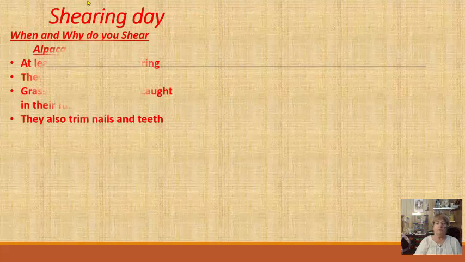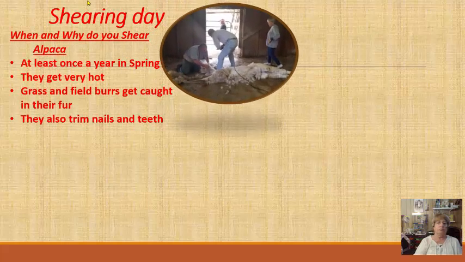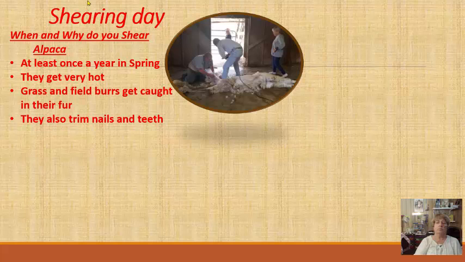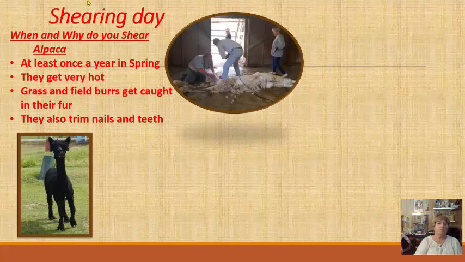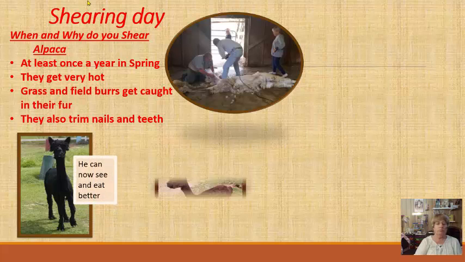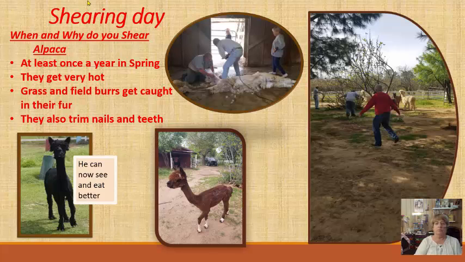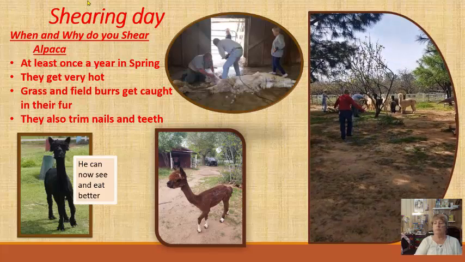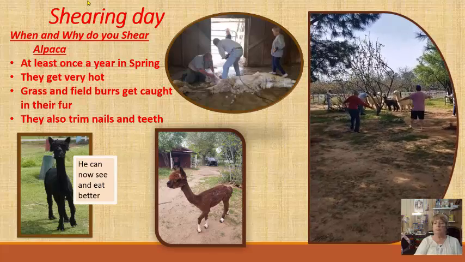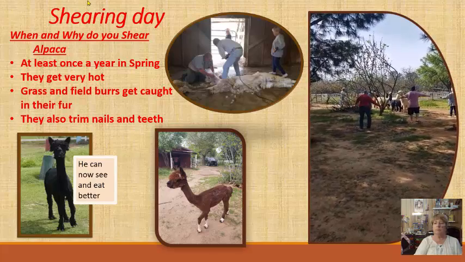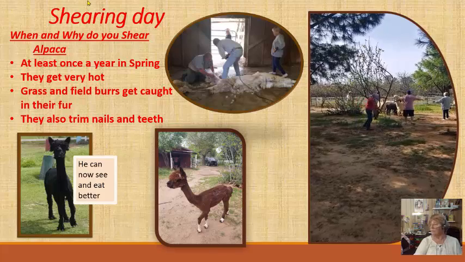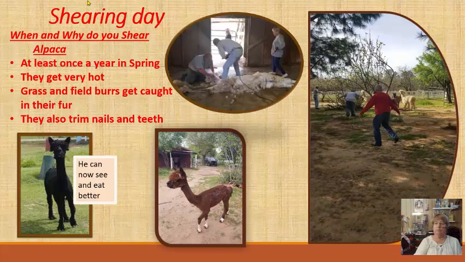Now, here's shearing day. Real quick on shearing day. We take them into the barn, and the shearers are there and trim them all up. Now, here is Neptune after being sheared. He can see and eat better. There is Jitsu. He doesn't look as pretty when he's sheared. Then this is a real short video of how we have to trap them in a corner of the field. And it's a challenge. They always sneak out between us, and it takes us a long time to catch them all and get them sheared.